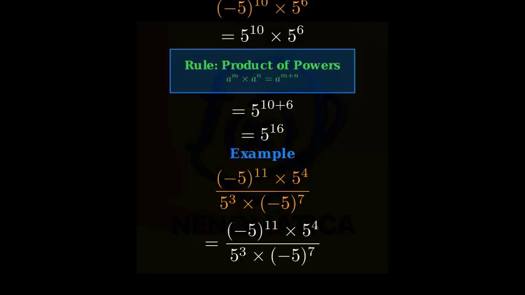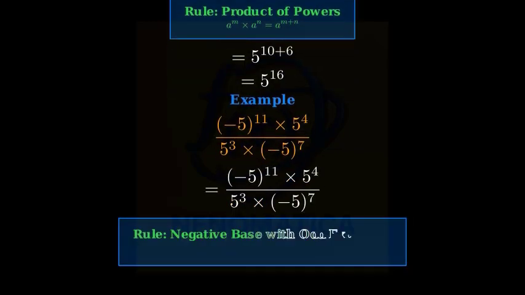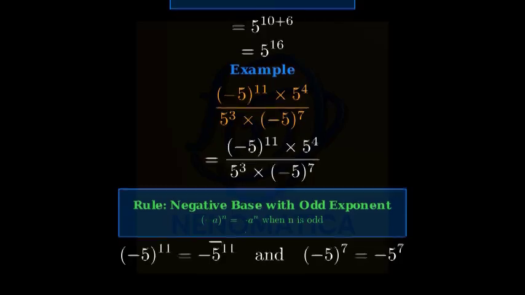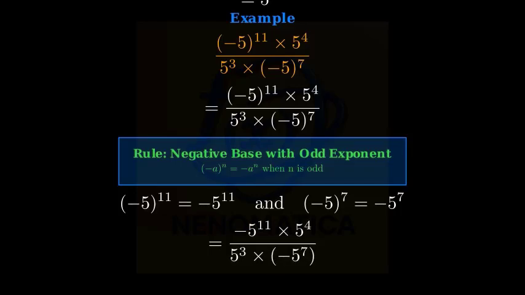For the negative 5 terms, we need to be careful with the negative sign. When negative 5 is raised to the power of 11, the result is negative because 11 is odd. And when negative 5 is raised to the power of 7, the result is also negative because 7 is odd. So the signs will be important here. Now we'll work with the exponents. Let's separate the negative signs and rewrite our expression using positive bases.